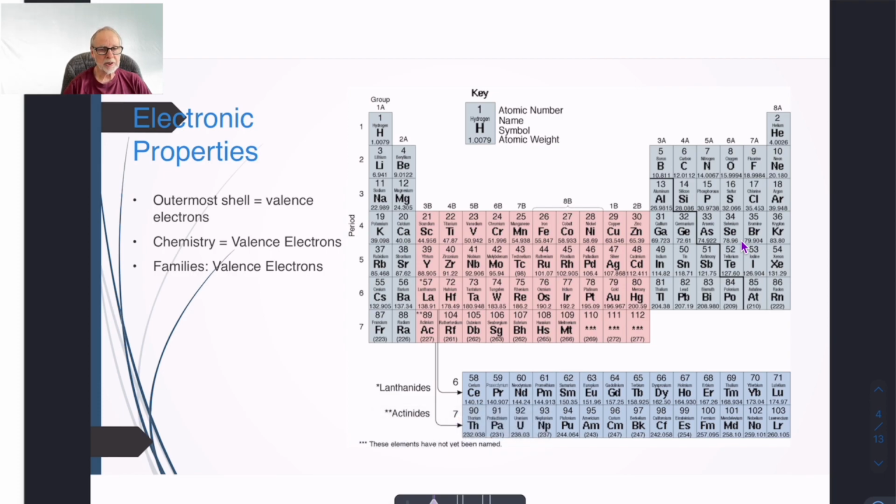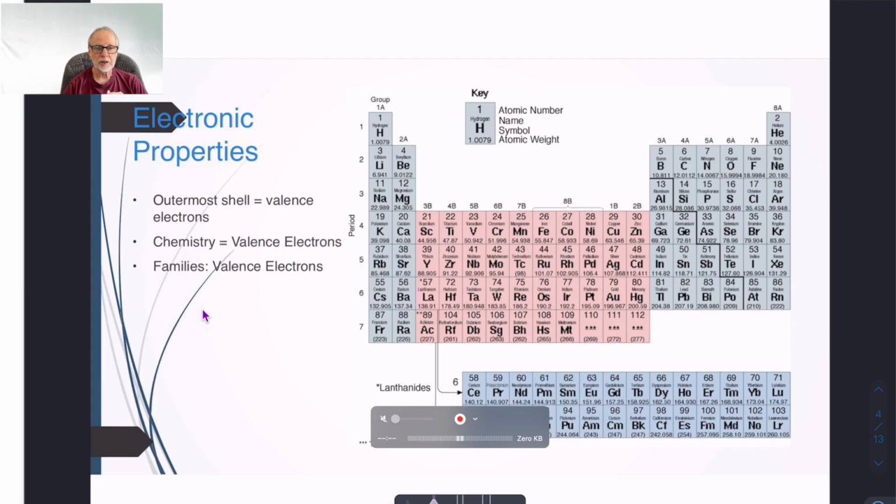Okay, so let's talk about the electronic properties of atoms and what's important. When we talk about chemical reactions, and again, we've talked about this in the past, so this is just review, chemical reactions are basically reactions involving rearrangement of electrons. And when we talk about rearranging electrons, it's the outermost electrons in the outermost shell of the atom that are the most important. They're going to be the ones that react first. Those electrons in the outermost shell we refer to as valence electrons, and our chemistry is dependent on valence electrons.